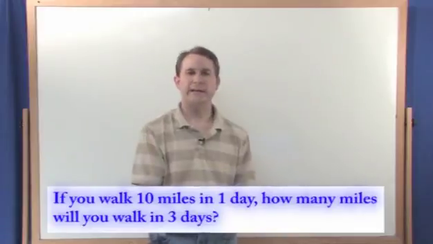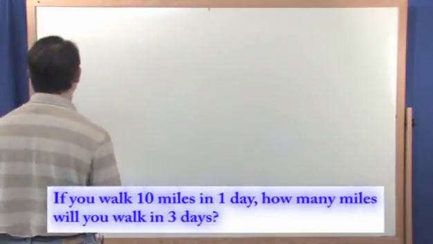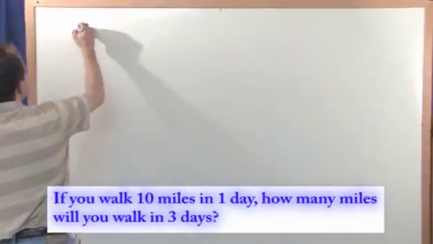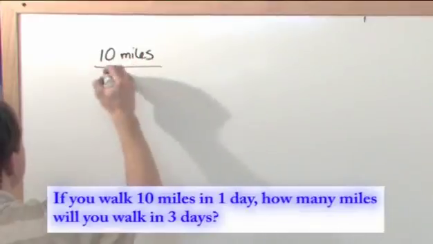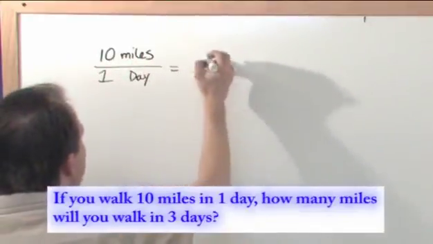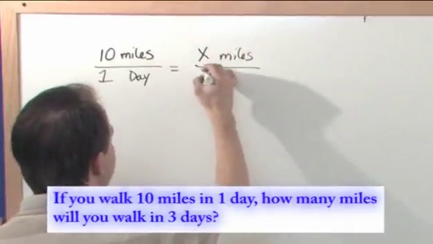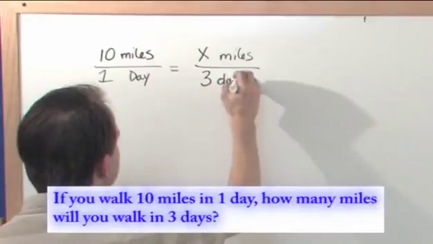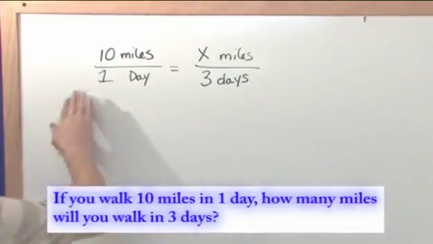Okay, so I think what I need to do is to start to write something down and explain it, and then you'll understand. Okay, if you walk 10 miles, I'm going to actually write this: 10 miles in one day. Okay, then how many miles will you walk in 3 days? Now I've written a lot of stuff up here, and so it's very important that you understand all of it, so we're going to take it slow. 10 miles in one day.